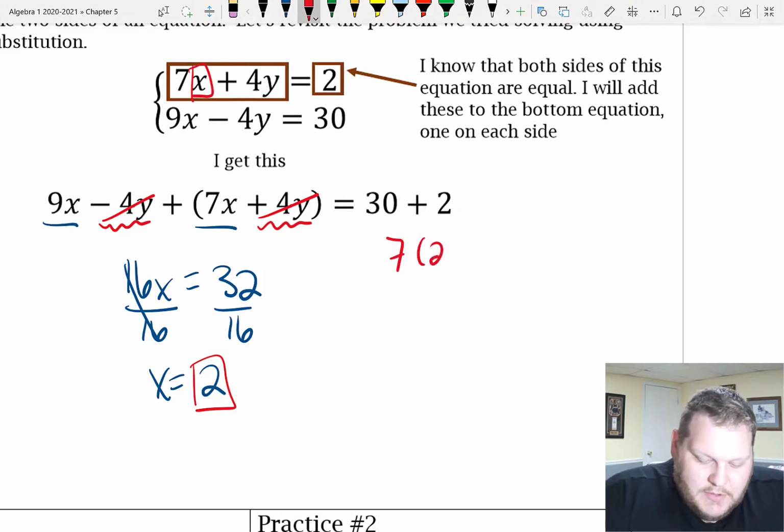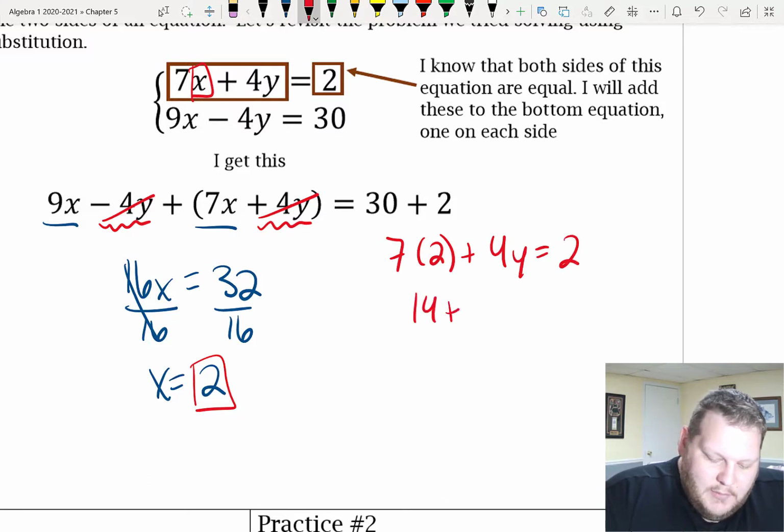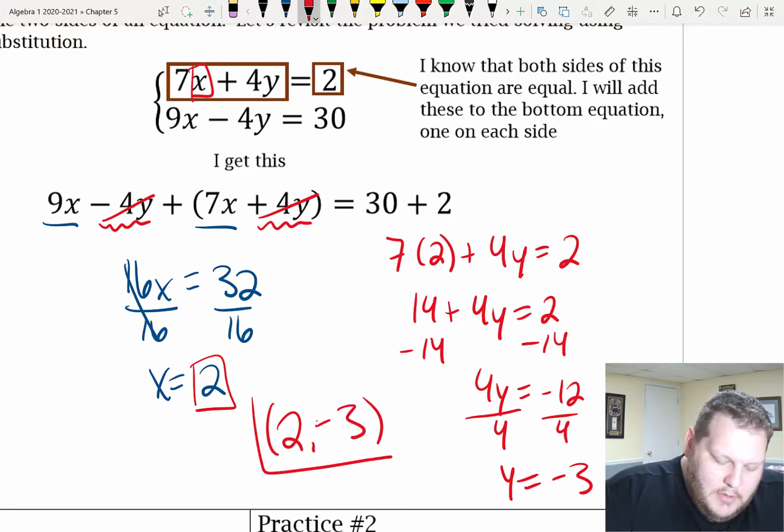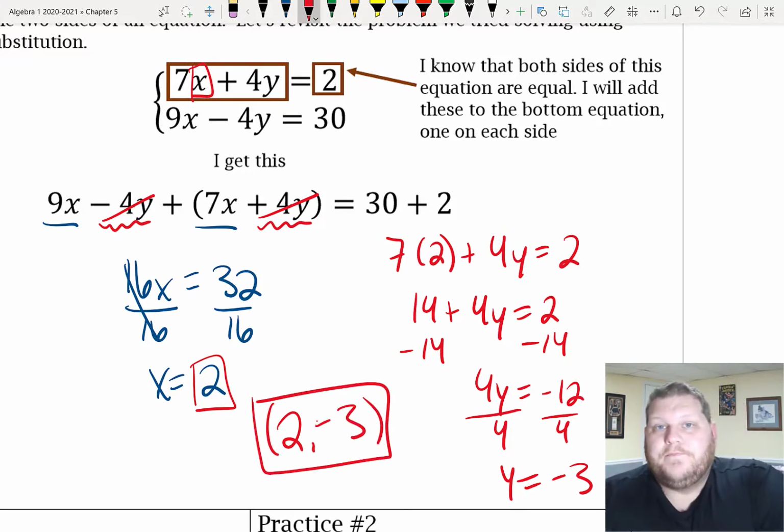So 7 times 2, I'm going to fly through this one because we've already done this. 14 plus 4y equals 2, minus 14 on both sides. 4y equals negative 12. So when I divide by 4 on both sides, we get that y is negative 3. And just like that, with a whole lot less work, we get our solution.